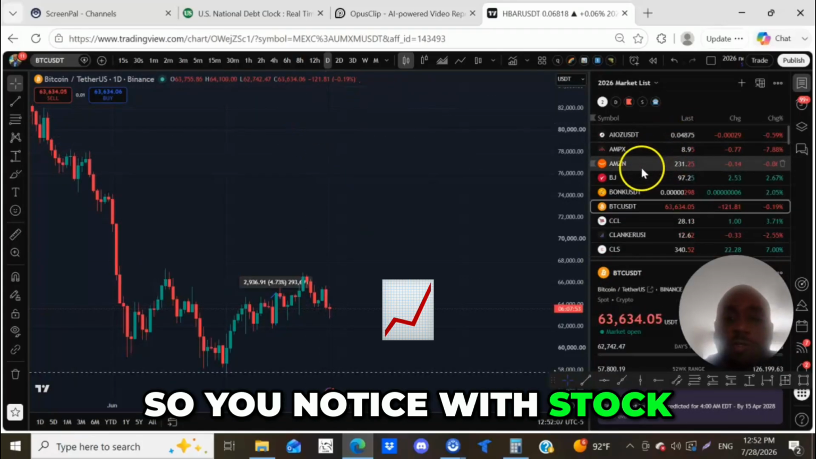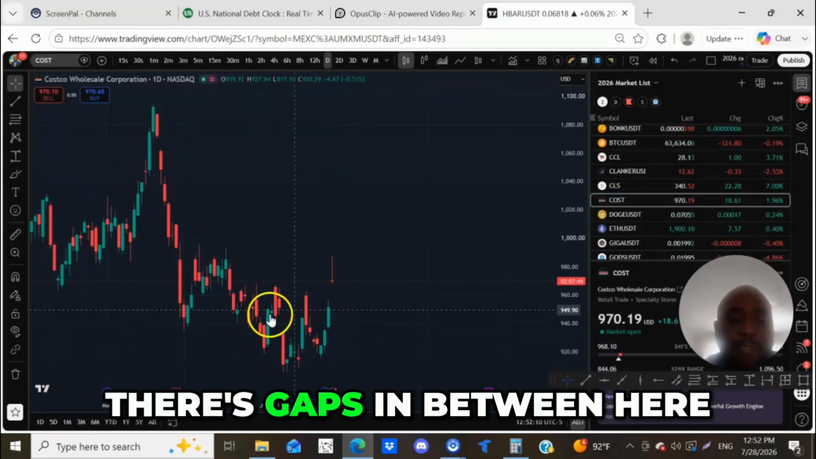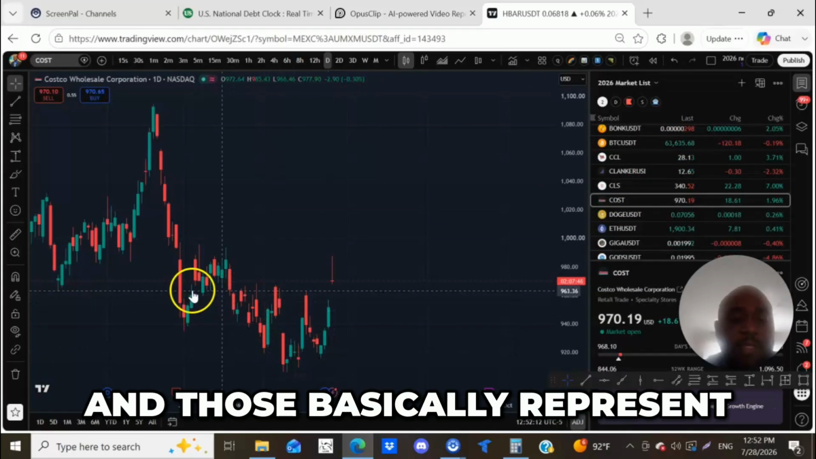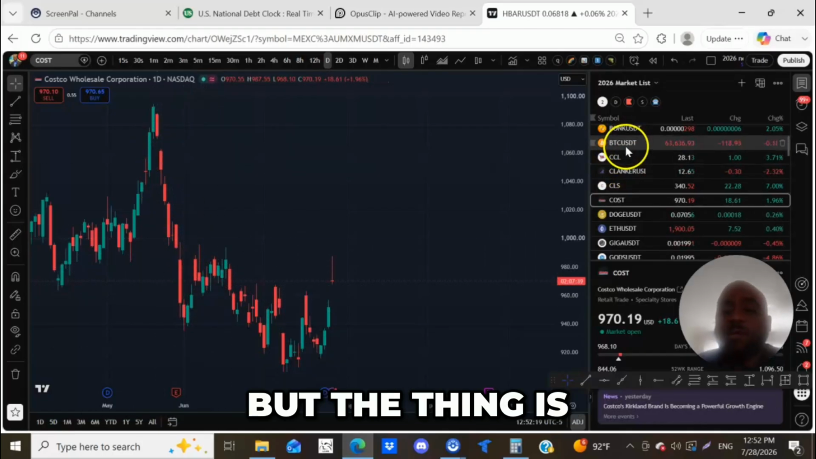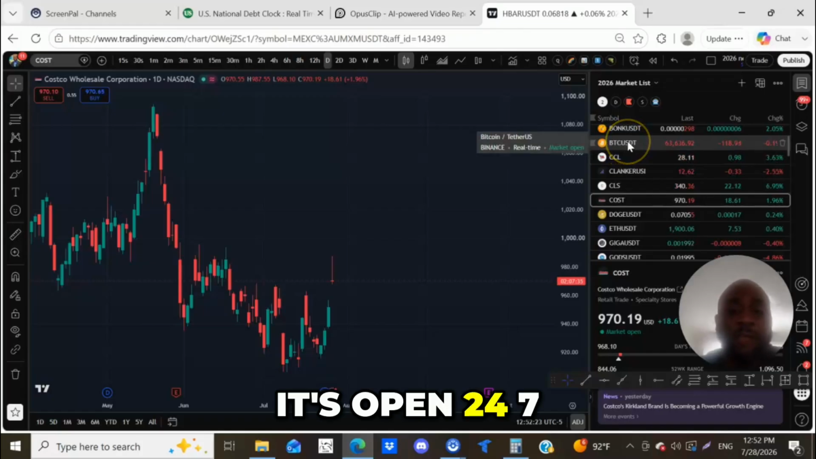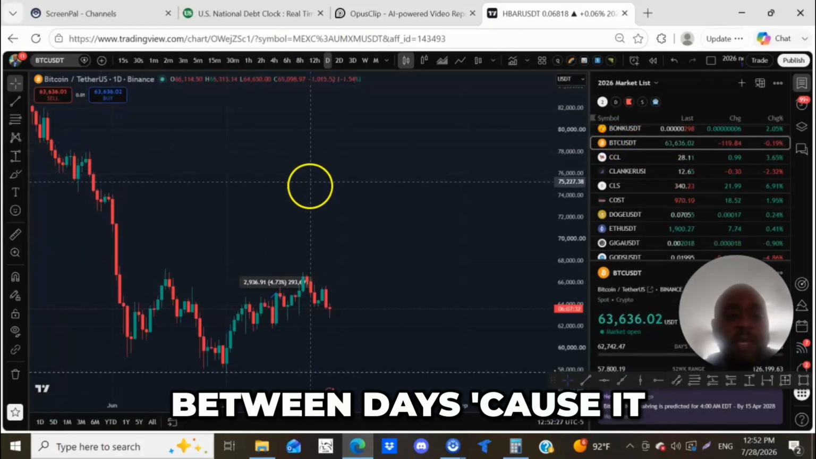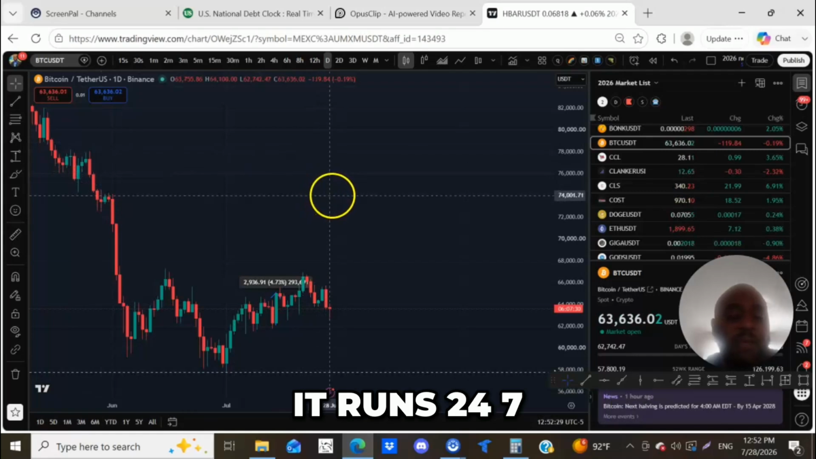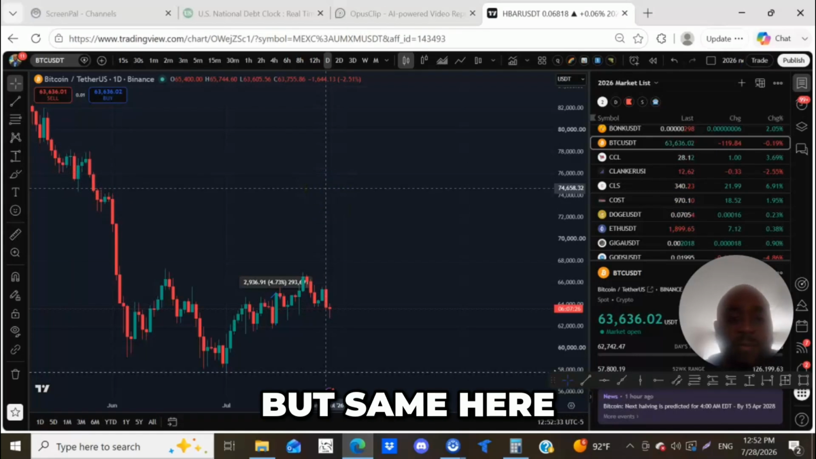So you notice with stock, there's gaps in between here, and those basically represent the weekends, right? But the thing is with cryptocurrency, it's open 24/7. So you're not going to see any gaps between days because it runs 24/7. So that's why Bitcoin looks a little different, but same here.